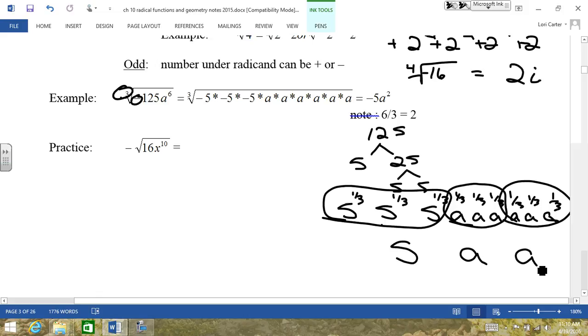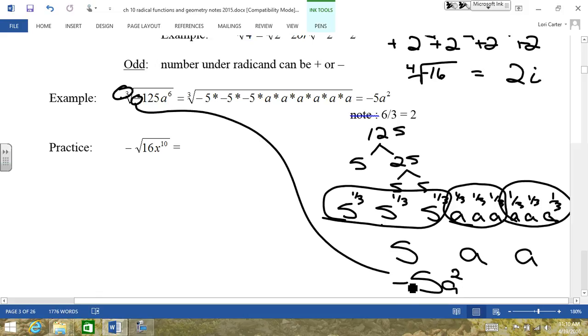Okay, what's a times a? A squared. So my answer is 5a squared, but who can we not forget about? The negative 5. Negative 5a squared. Are we getting it? Yeah.